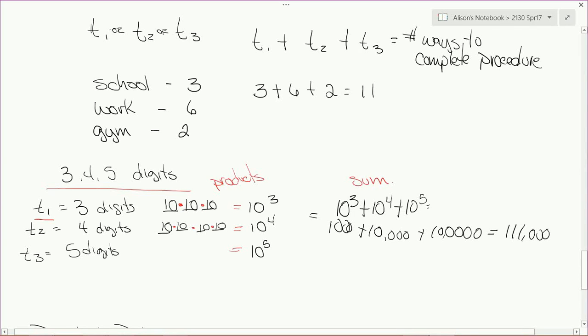Most of the time, the story problem that you're presented with or the math problem that you have to solve may not explicitly use the words "and" or "or," and sometimes you just have to work it out. But the idea is that if I have tasks that have to be completed, all of them must be completed, I am dealing with the product rule. But if I have tasks that I can choose between, I'm dealing with the sum rule.